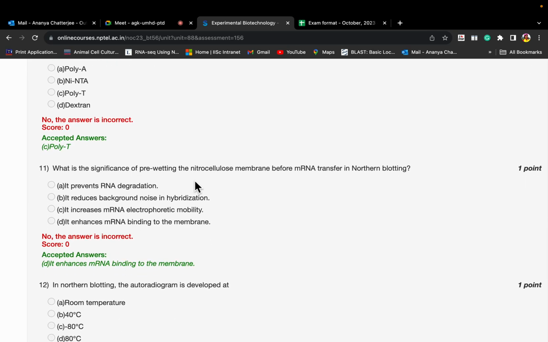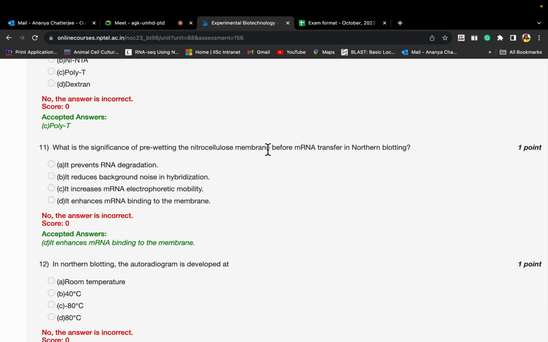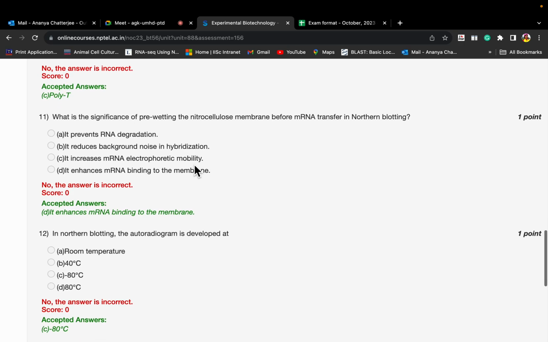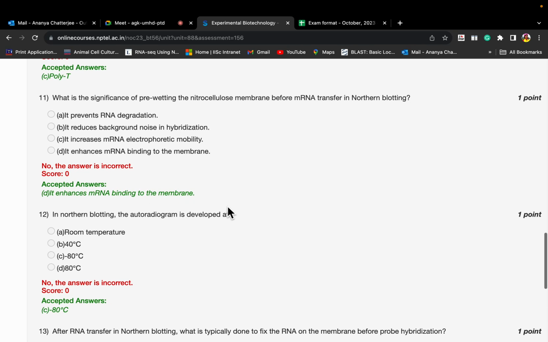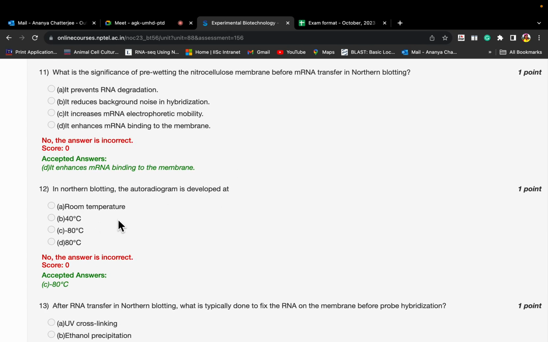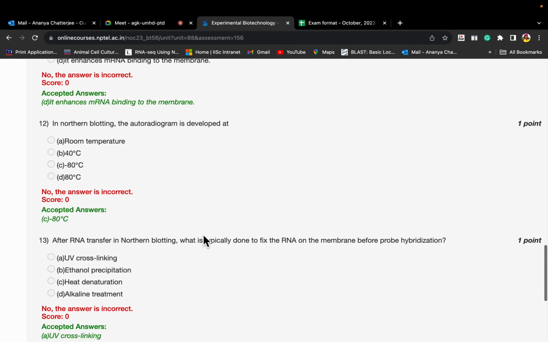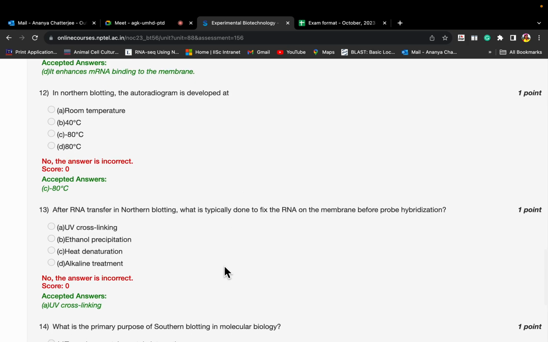What is the significance of pre-wetting the nitrocellulose membrane before mRNA transfer in northern blotting? Options: it prevents RNA degradation, it reduces background noise in hybridization, it increases mRNA electrophoretic mobility, it enhances mRNA binding to the protein. So basically it enhances. Whenever we pre-wet the nitrocellulose membrane, your transfer will be efficient as it enhances mRNA binding to the membrane. In northern blotting, at what temperature do you develop your autoradiogram? So it's minus 80 degrees. At that temperature you will develop your autoradiogram.